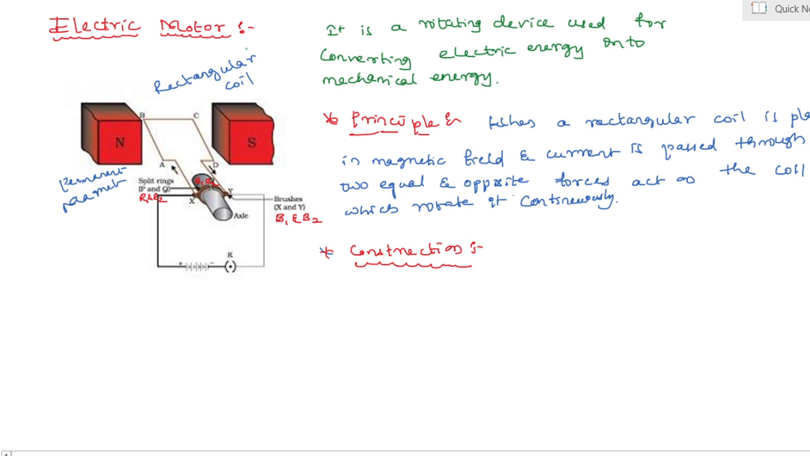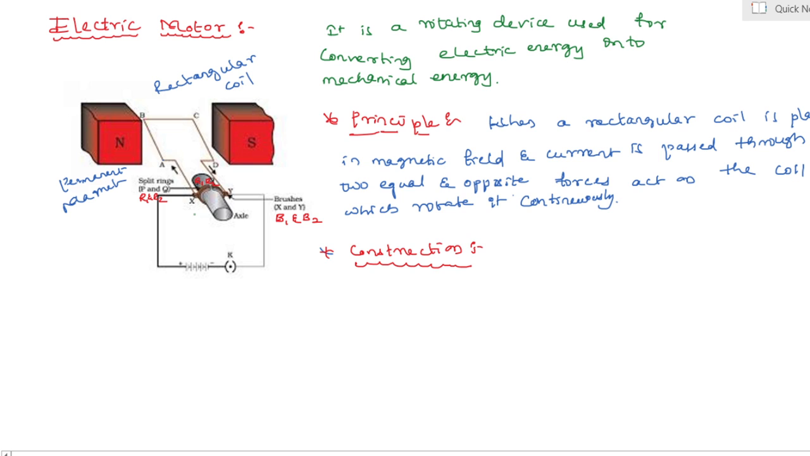The commutators R1 and R2 are fixed to the coil and pressed tightly against brushes B1 and B2. Yes, my dear students, R1 and R2 are termed as a split ring. The brushes here are B1 and B2. The function of the commutator is to reverse the direction of current flowing through the coil after every half rotation. In an electric motor, split rings act as commutators.